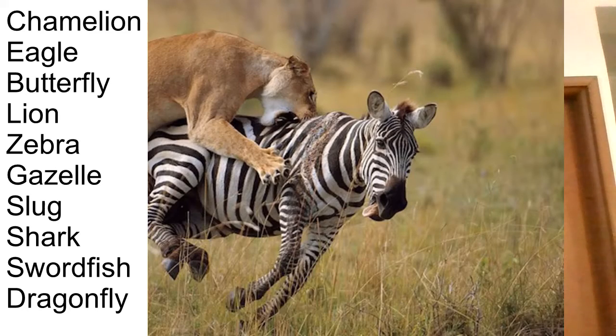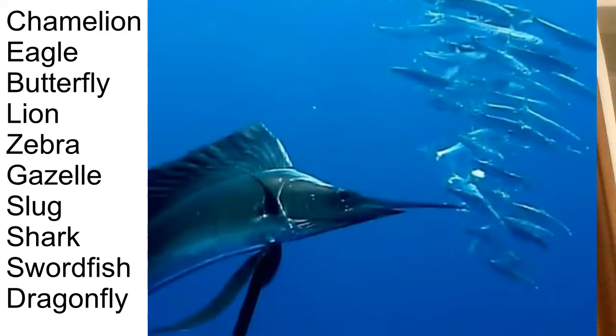Okay, the next one. Again, we're back in Africa. Another big cat, and it's a stripy horse. Quite famous animals, these ones. I think you know it's a lion and a zebra. Okay, the next one, we've got another underwater one. What's the fish with a big nose? It's a swordfish.